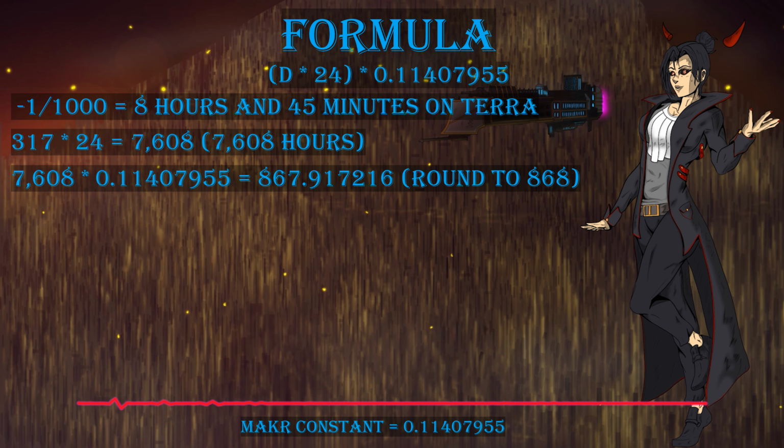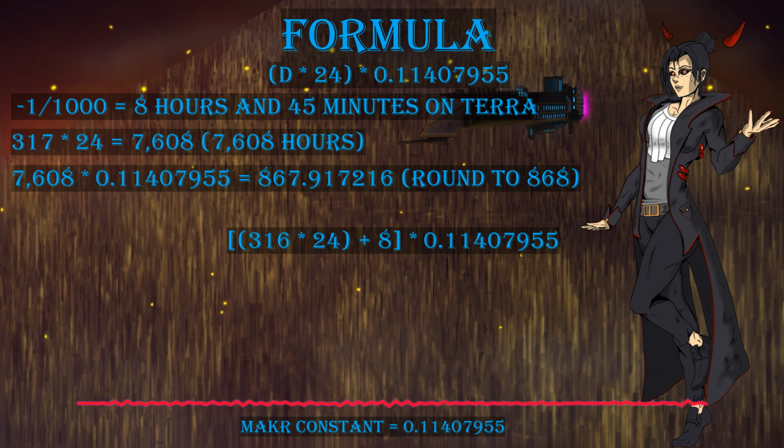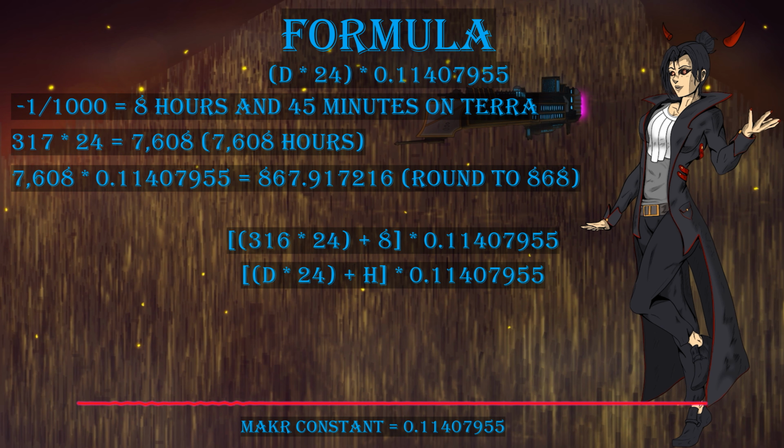Let's say an event occurs on the 8th hour of the 317th day. Then you would multiply the previous day, 316, by 24, and then add 8. So, 316 times 24 plus 8 times the maker constant. Translate that into a formula and you get this. D standing for the previous day, H standing for the hour of the day.